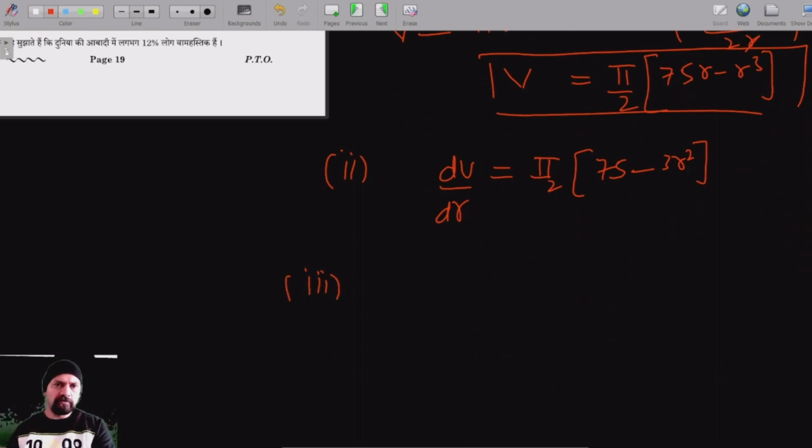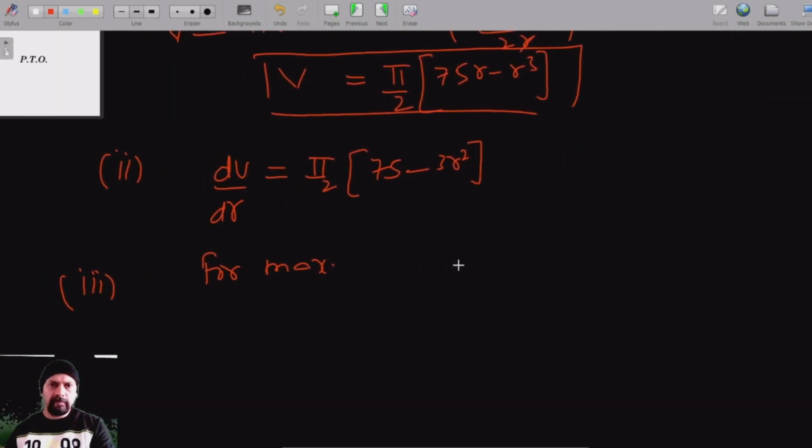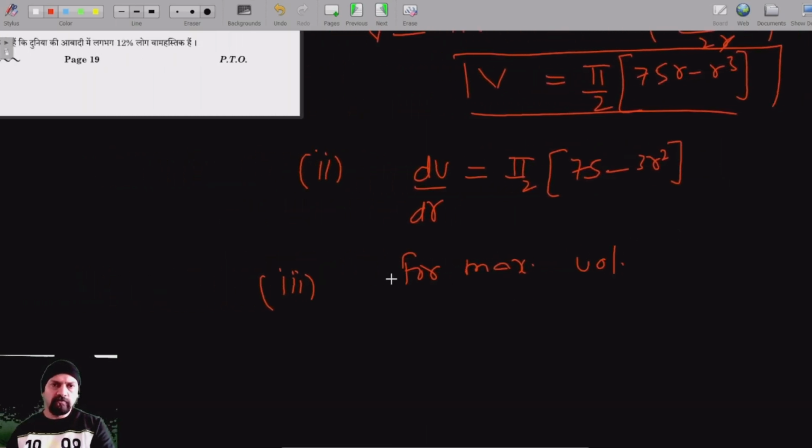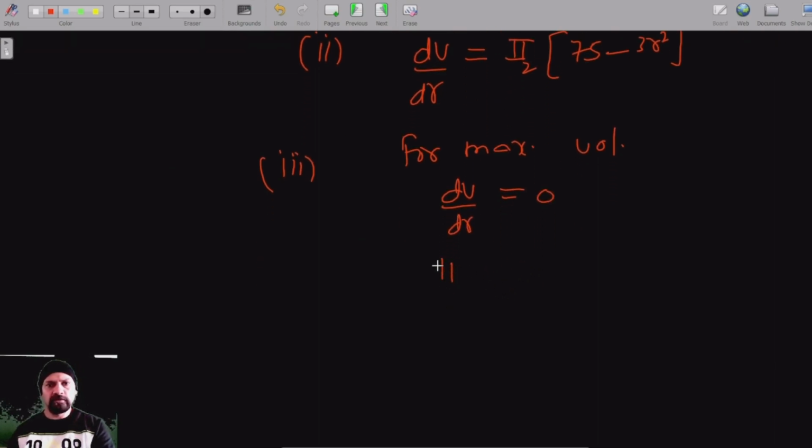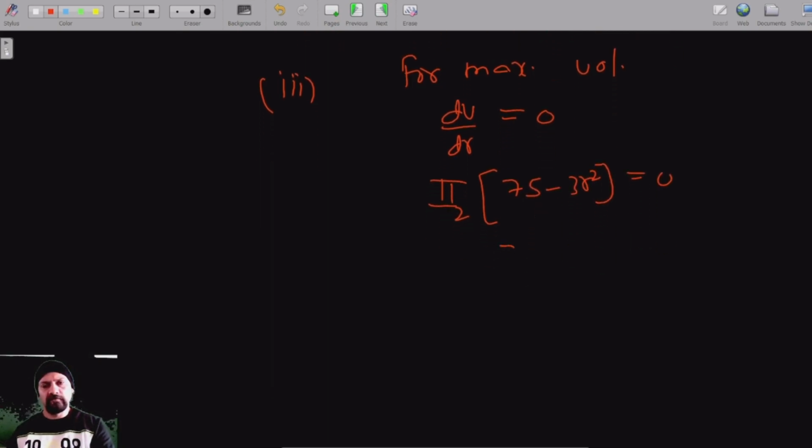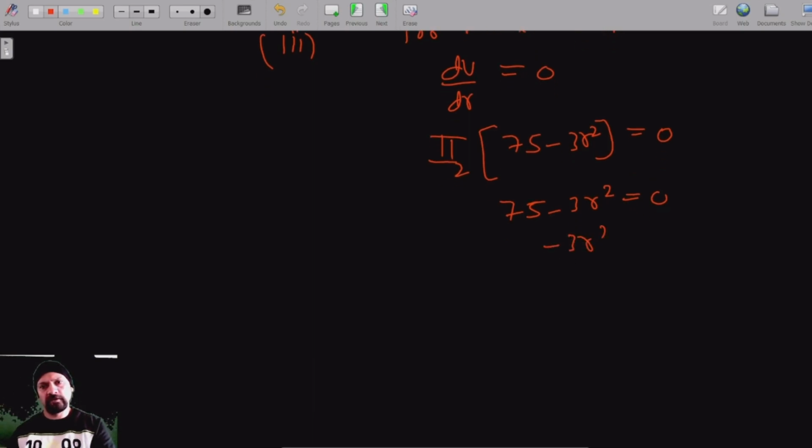So for maximum volume, dV by dr should be equal to 0. So that means pi by 2 into (75 minus 3r square) is equal to 0, which gives 75 minus 3r square is equal to 0. So minus 3r square is equal to minus 75. r squared is equal to 25 and r is equal to 5.